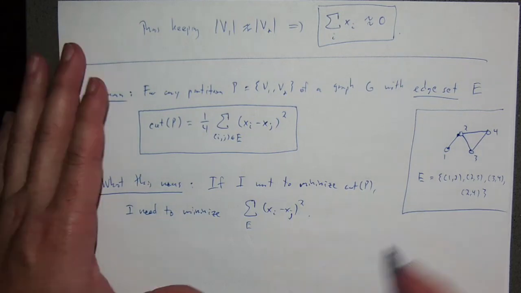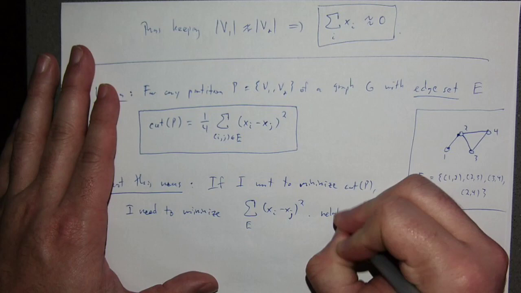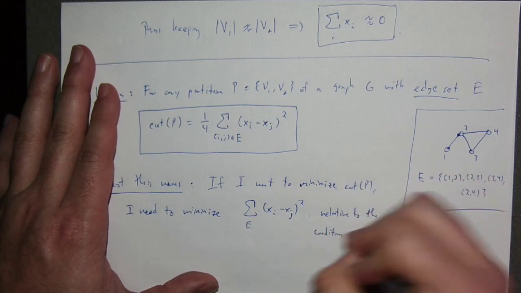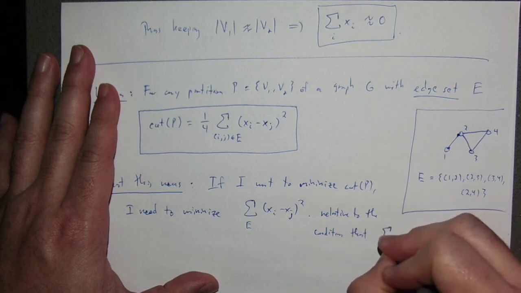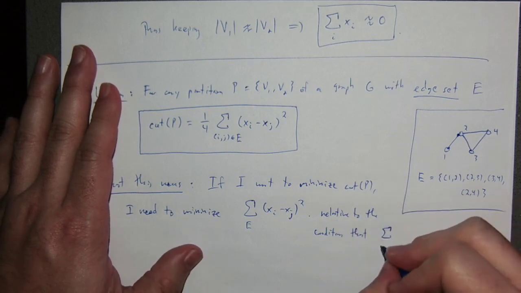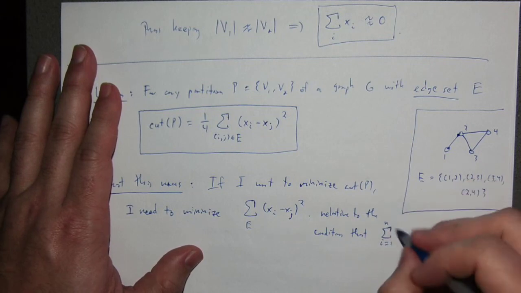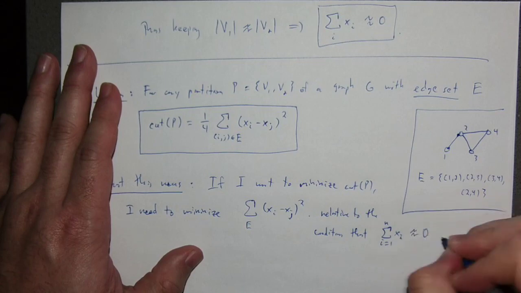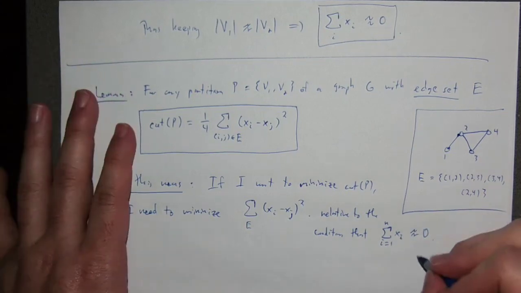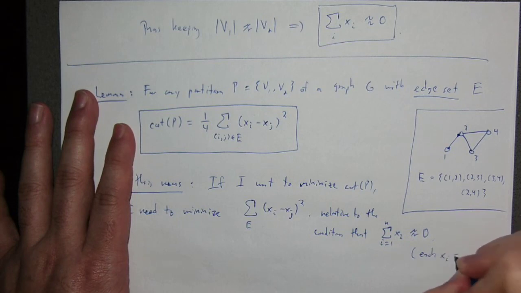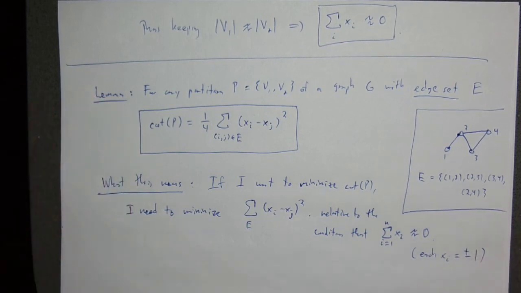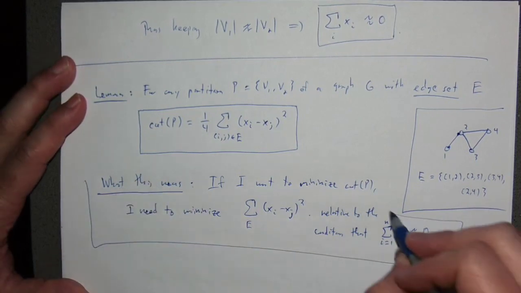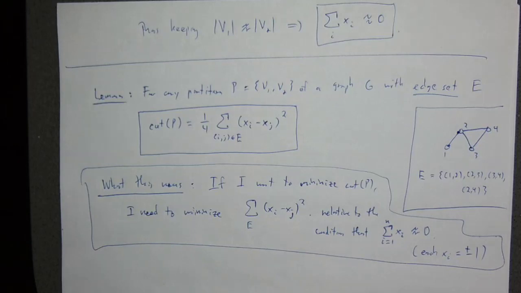And I want to minimize this relative to the condition that the sum from i equals 1 to n, so summing all the entries of this sign vector, is approximately 0. And of course each x sub i is plus or minus 1. So this is what is meant by this theorem. This is our application of this lemma, I should say.